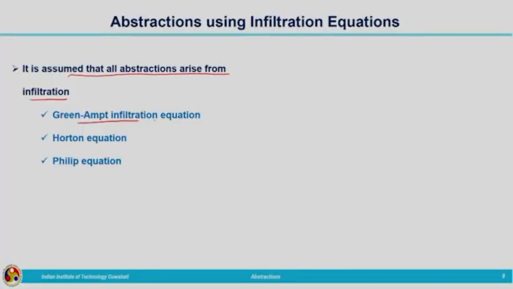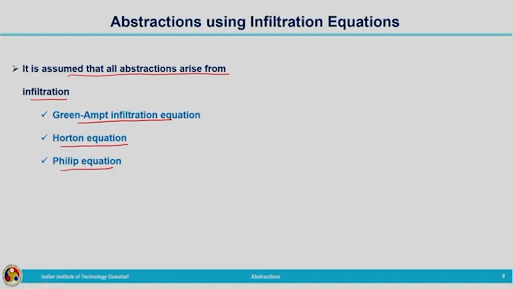That is, all the abstractions taking place in a watershed or an area can be assumed or quantified by means of infiltration equations. The different equations which we can utilize are the Green-Ampt infiltration equation, Horton's equation and Phillips equation. So, how is this utilized for calculating the abstractions?